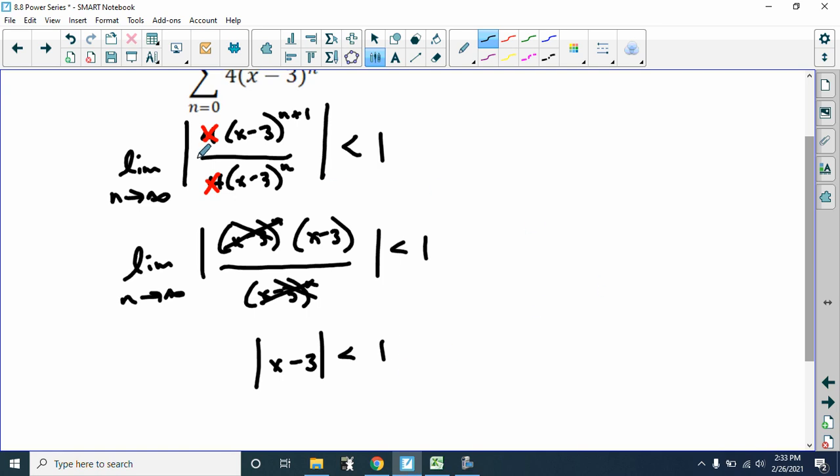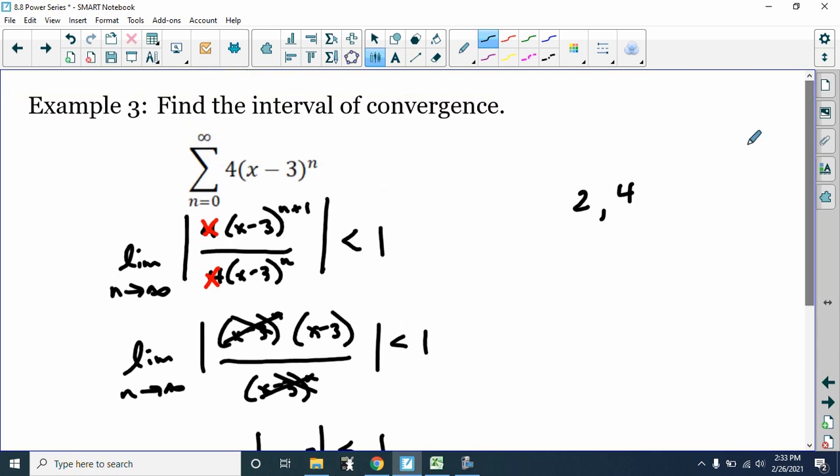So we did the ratio test. We got down to the absolute value of x minus 3 is less than 1. This series has a center at 3 and a radius of 1. So we're going to start at 3, and we're going to add 1 and subtract 1. So we know it's from 2 to 4. Everything in between 2 and 4 makes this series converge. But we don't know about 2 or 4.